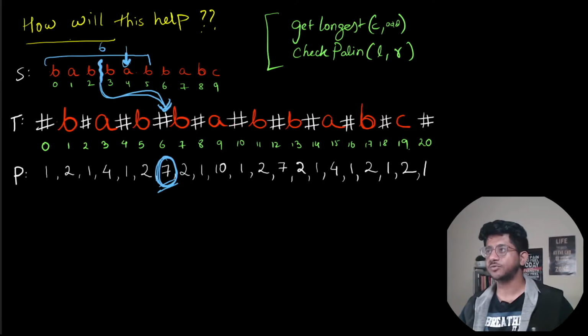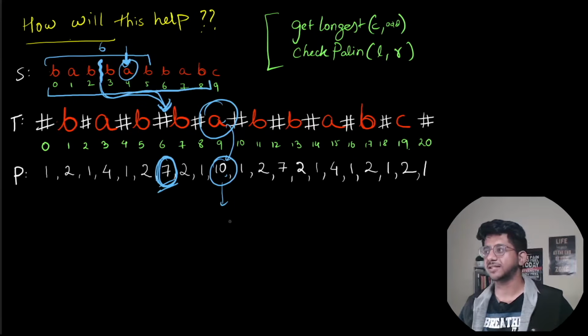For an odd center, you find this A in this sequence over here, and then you see its P of I value, and then you can simply say that P of I minus 1 is the length of the palindrome over here. So 1, 2, 3, 4, 5, 6, 7, 8, 9. So 9 length over here. This is 6 length in the actual sequence, right?